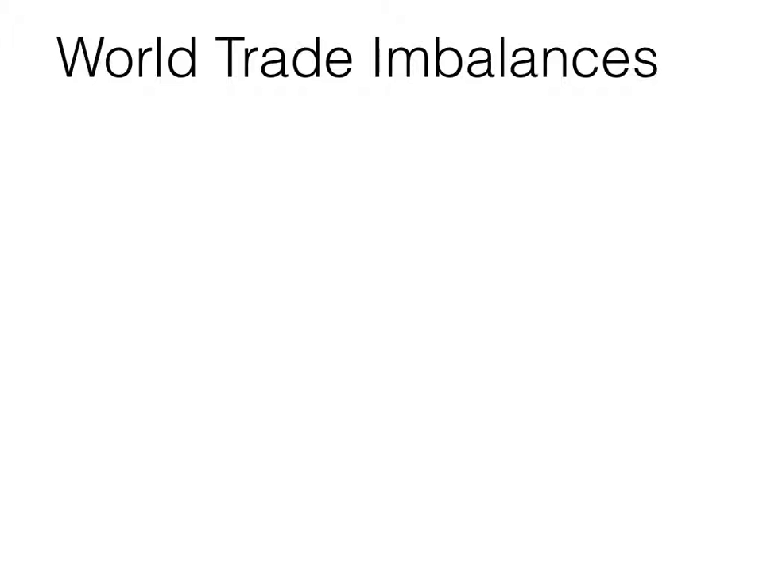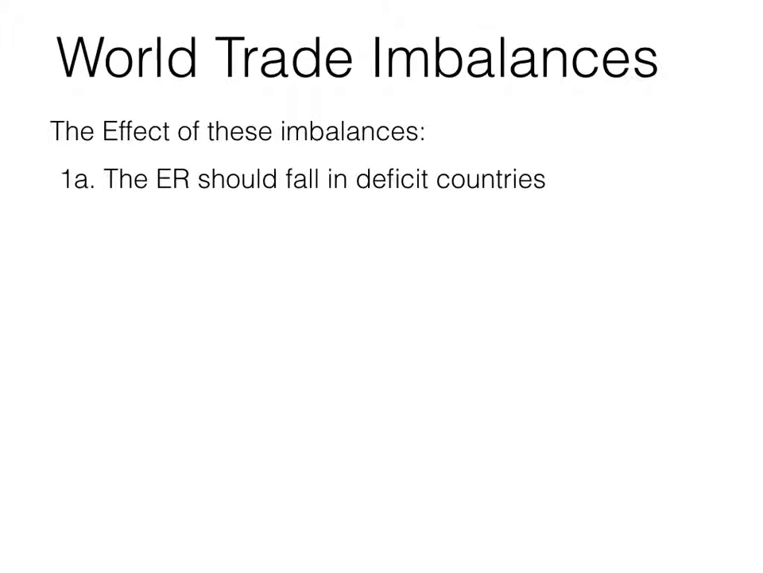Okay, let's continue to the problems with these imbalances. The first thing that needs to be thought about is that if you've got an imbalance on one part of your balance of payments, then the exchange rate should fall. In the deficit countries, that is the deficits on their current accounts, they should find a fall in the exchange rate. The reason for that is that exports of a good lead to demand for dollars.